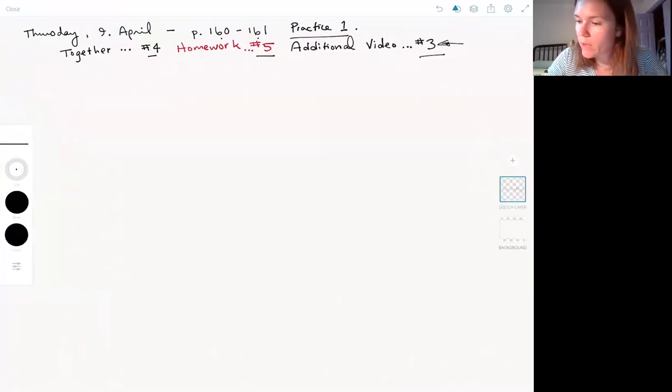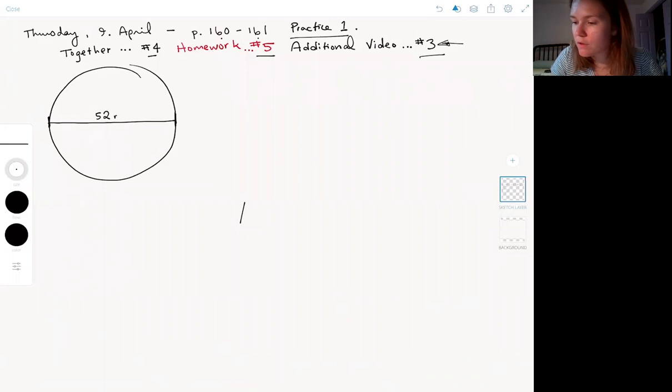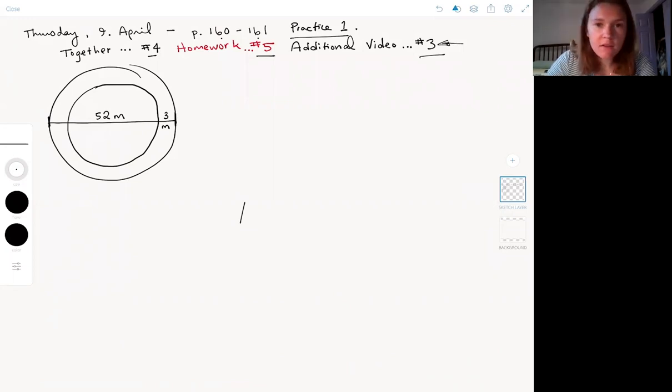Okay, so we have a circle. My circle has a diameter of 52 meters, and we know that there's a walkway that is 3 meters wide. Okay, so already we've got that information. That's really important to have. Now let's go back.